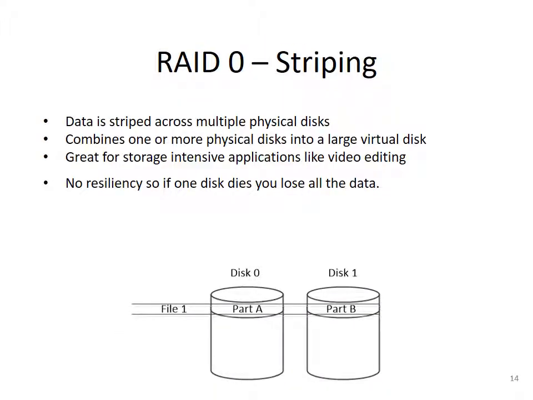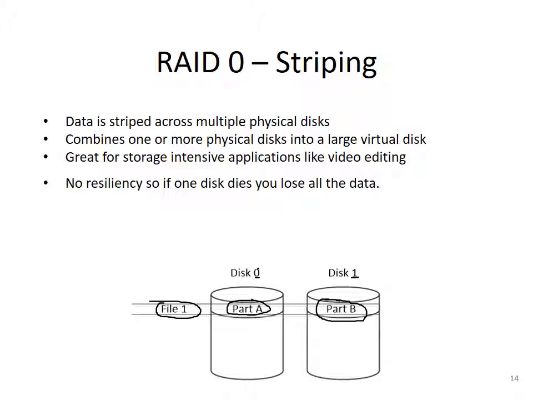So let's talk about RAID 0 in a little bit more detail. So RAID 0 is the striping method of storing data. Data is striped across multiple physical disks. So in this case, we have our 2 disks, disk 0 and disk 1. And let's say we're writing file 1 to our disks here. So basically what's going to happen is the first part of the file is going to get written to disk 0. So that's part A here. And then the second part is going to get written to disk 1, part B.